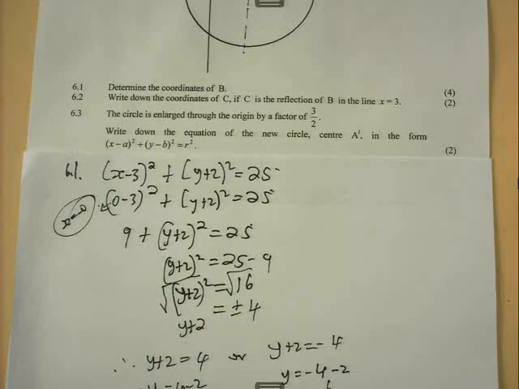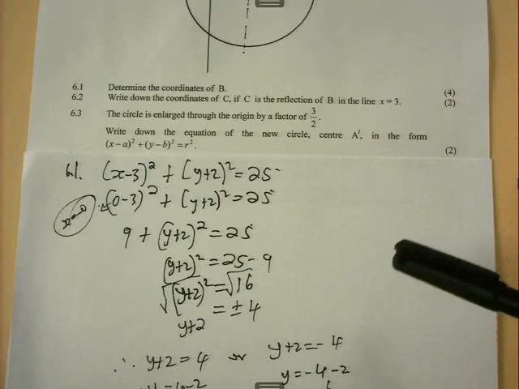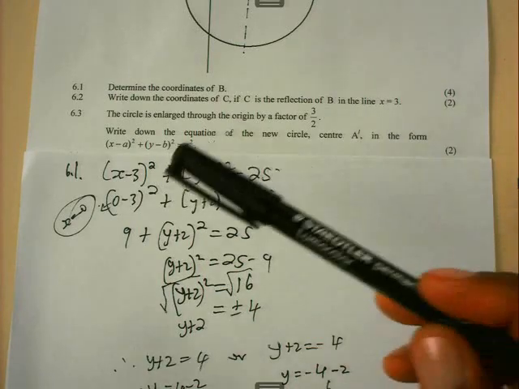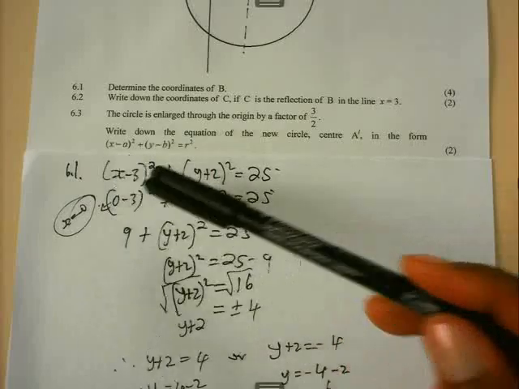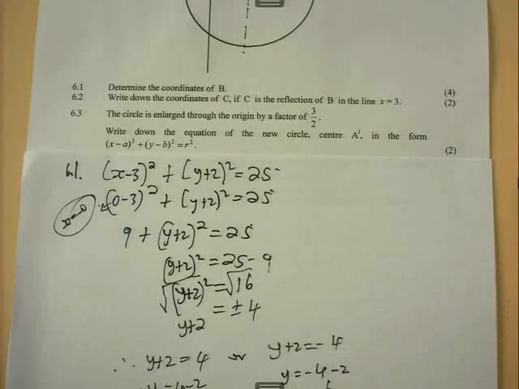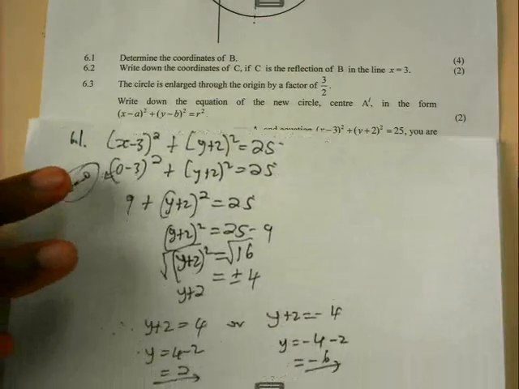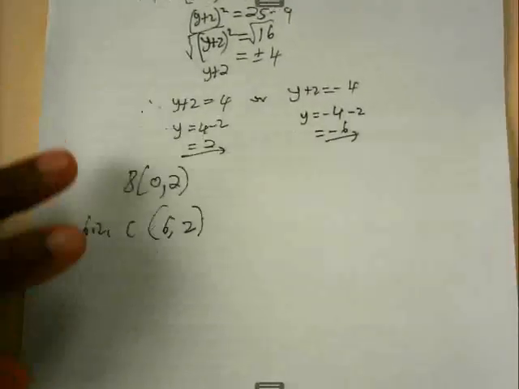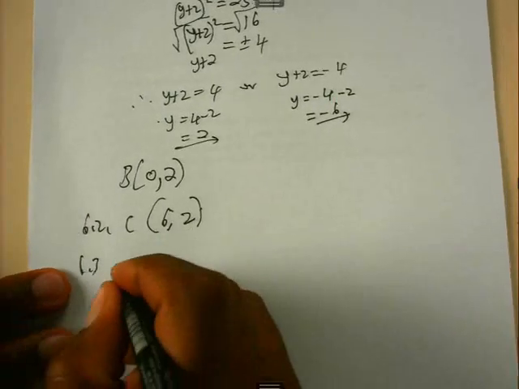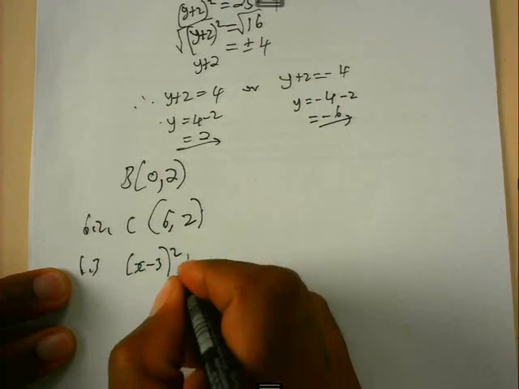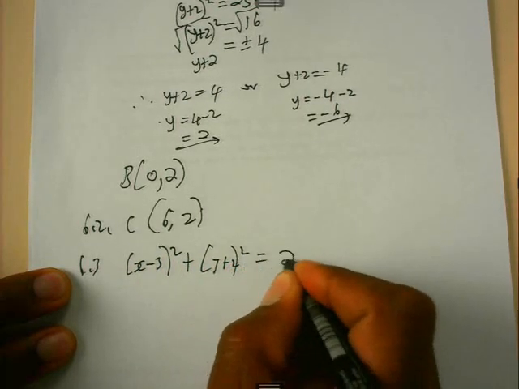Right, 6.2.3. The circle is enlarged through the origin by a factor of 3 divided by 2. Write down the equation of the new circle, center A prime, in the form x minus a all squared plus y minus b all squared is equal to r squared. What are we going to do now? Yes, boys and girls, we need to multiply this one. Remember the equation here is x minus 3 all squared plus y plus 2 all squared is equal to 25.